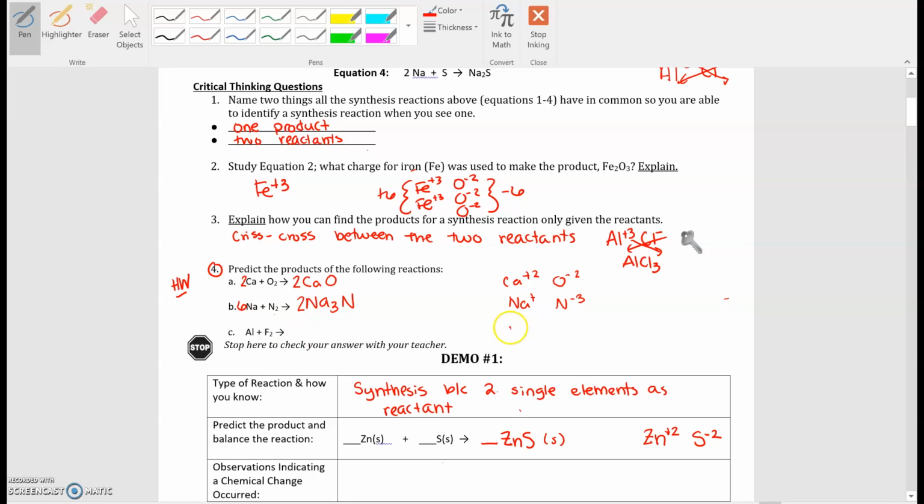Then to do crisscross again here, aluminum is +3 and fluorine's -1. So you get AlF3. Then you have a 2 and a 3, so you would need to put the subscripts in as such. So that's synthesis or combination reaction.